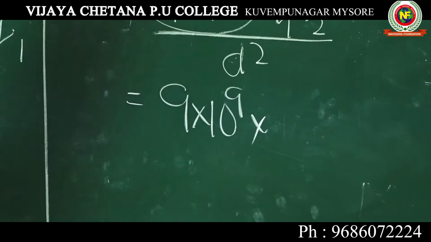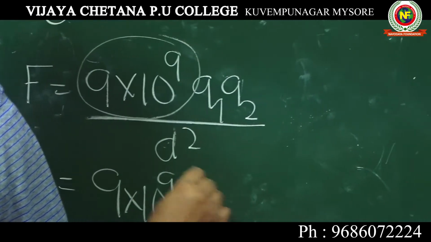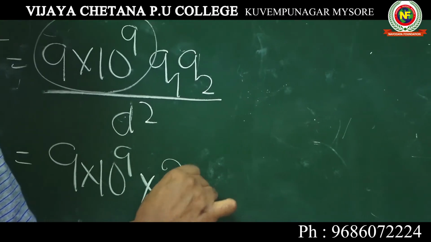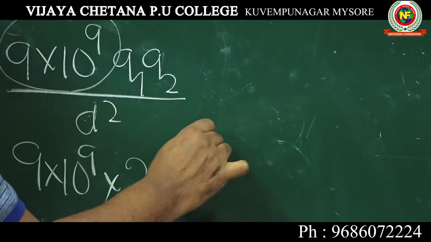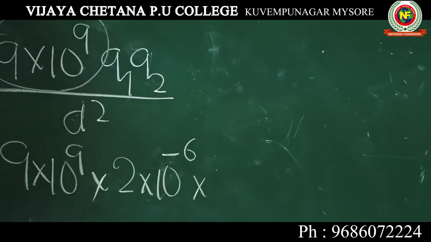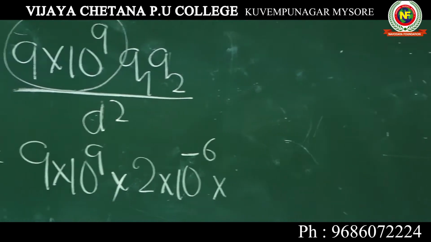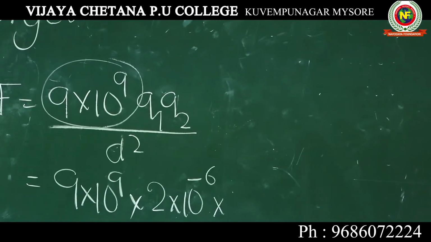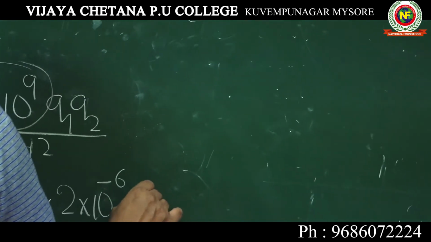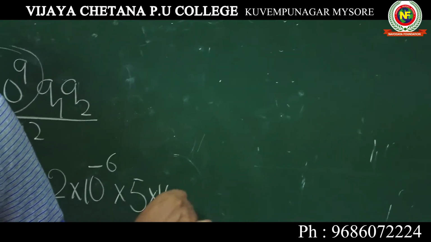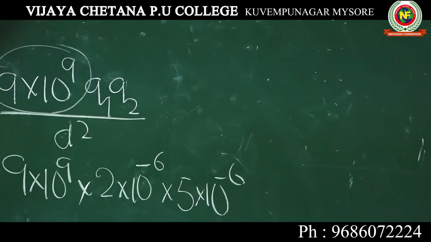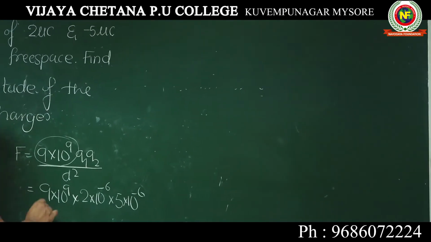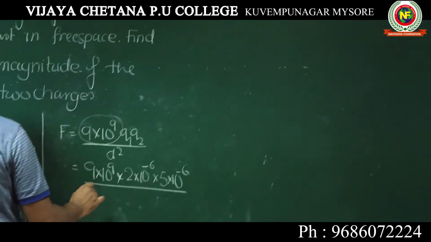Which are the two charges? 2 microcoulomb and minus 5 microcoulomb. But keep this in mind: I will substitute only the magnitude of the charges. 2 micro, 10 power minus 6. Minus 5 micro, don't consider the minus sign. Minus sign is just to judge the nature of the force. So I just write 5 into 10 power minus 6. Carefully observe, the charge that they have given has a minus sign, I am not using that here. This whole thing divided by the distance square.